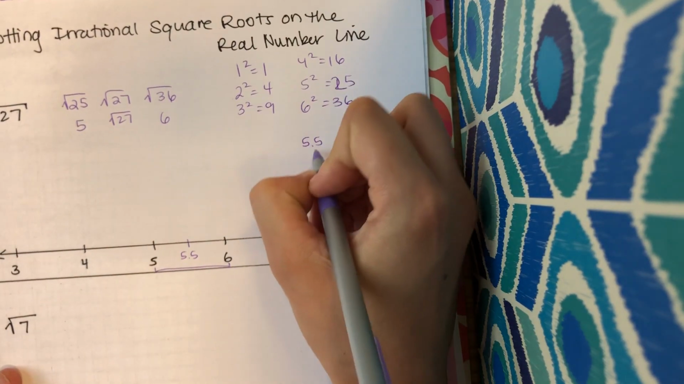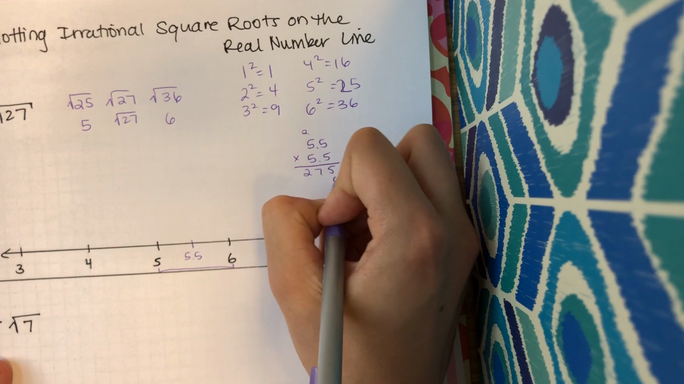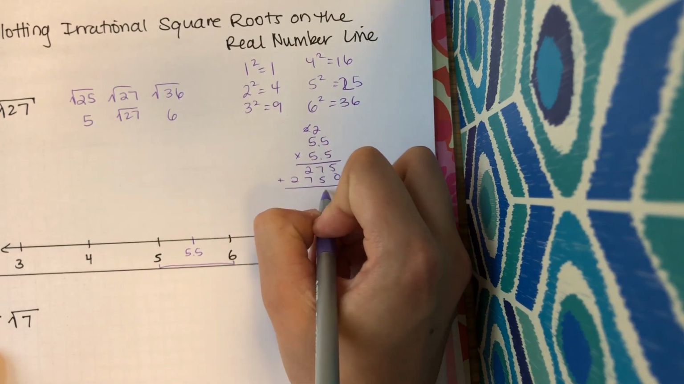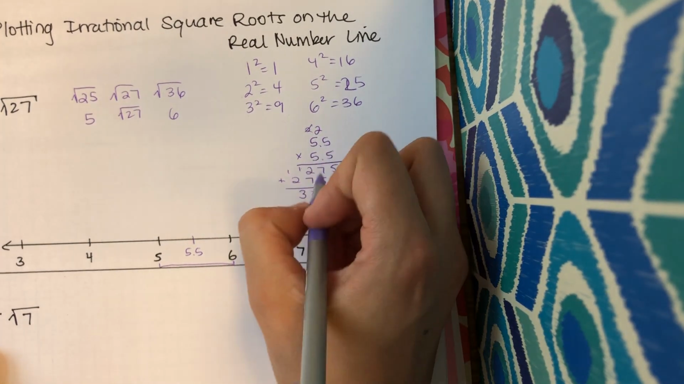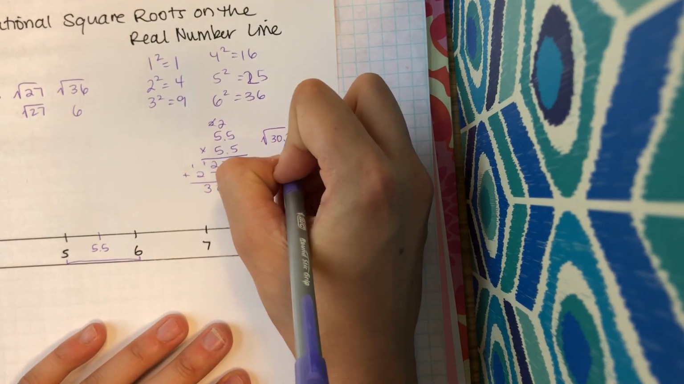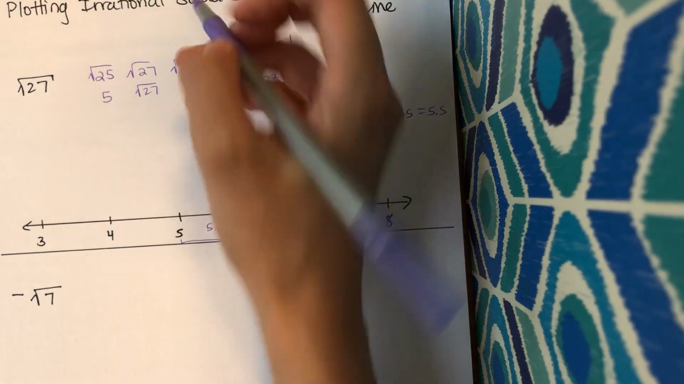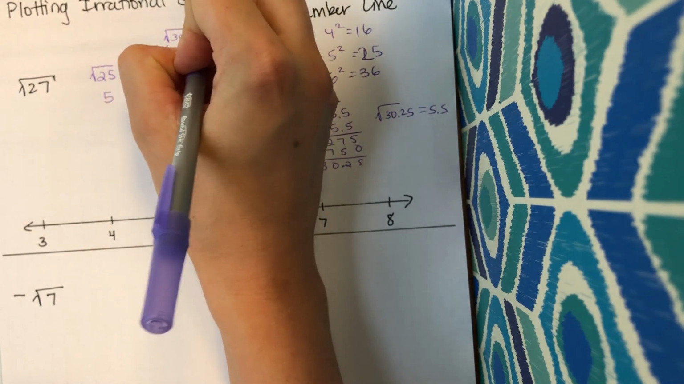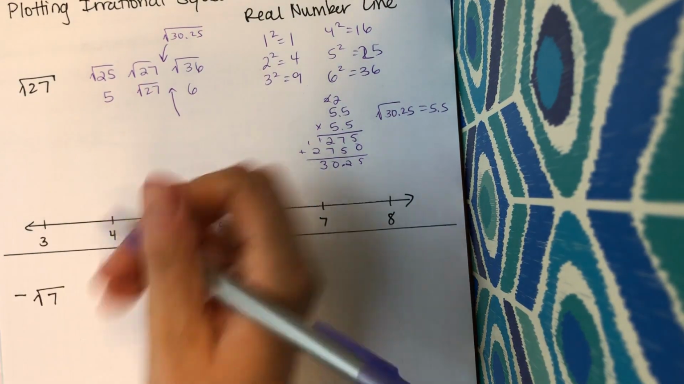So I'm going to do 5.5 squared. I'd multiply this out, and I'm just doing this quickly to go through it, and then I add them together. 30.25 would be 5.5 squared. So I could say that the square root of 30.25 is 5.5. Where does the square root of 30.25 fall? Well, it goes right here. It's somewhere between the square root of 27 and 6. So that means that 5.5 is somewhere in between the square root of 27 and 6.